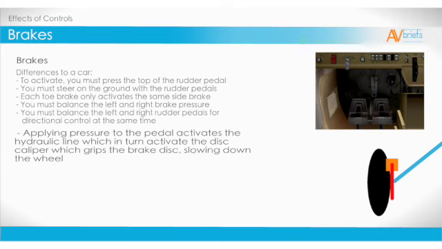There are several differences to the brakes in a car. To activate, you must press the top of the rudder pedal. You must steer on the ground with rudder pedals. Each toe brake only activates the same side brake. You must balance the left and right brake pressure. You must balance the left and right rudder pedals for directional control at the same time. While this is hard to learn, you will have several benefits from this. It will allow better maneuvering on the ground and will help with directional control at high speeds during braking.